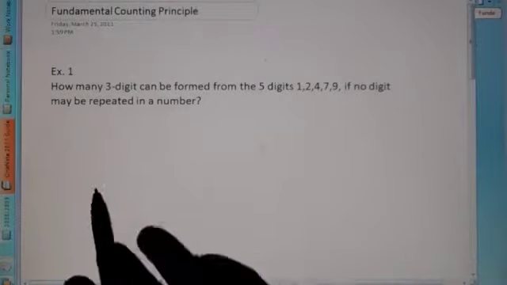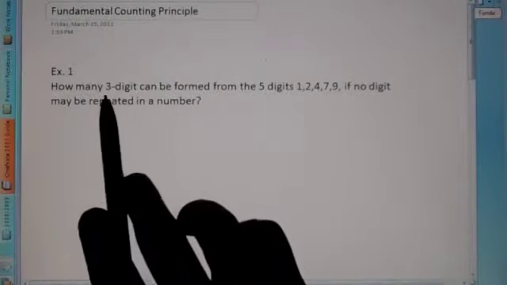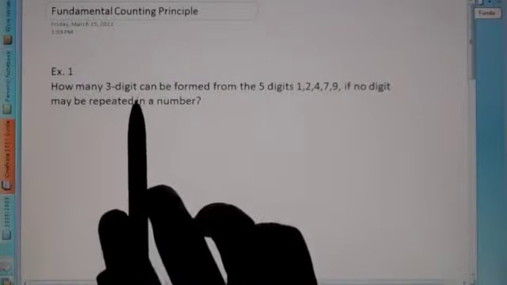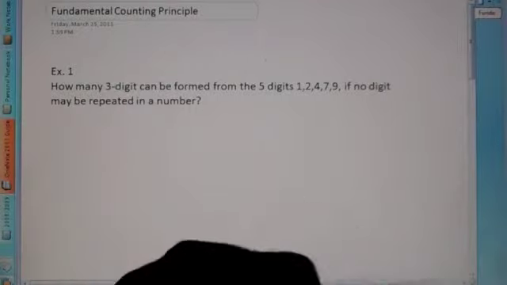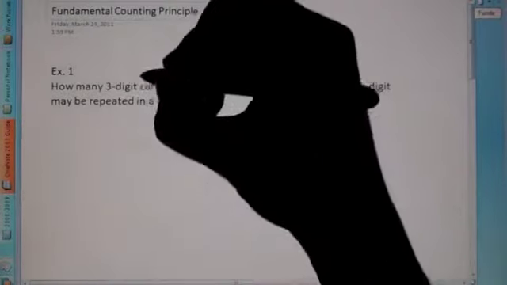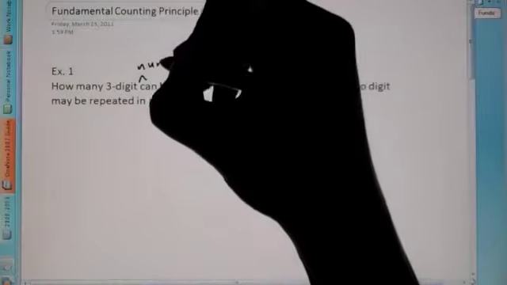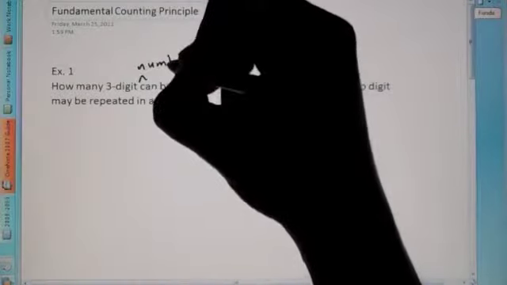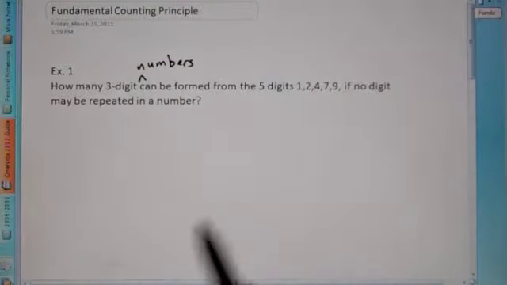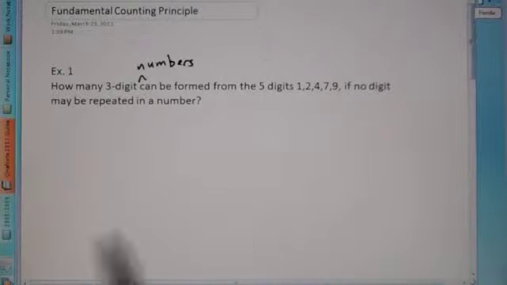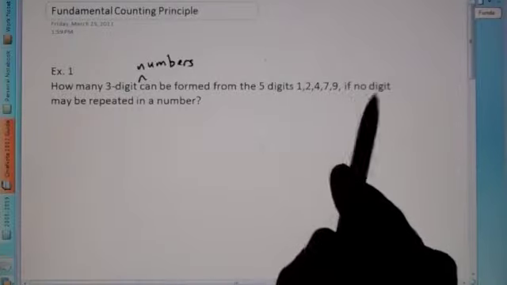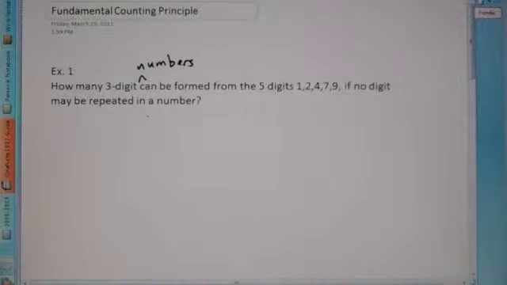And you'll see here, in our first example, it says how many three-digit numbers can be formed from the 5 digits 1, 2, 4, 7, 9 if no digit may be repeated in a number. So we're trying to figure out how many different 3-digit numbers we can make from these 5 digits. Remember, it says no digit may be repeated in a number.